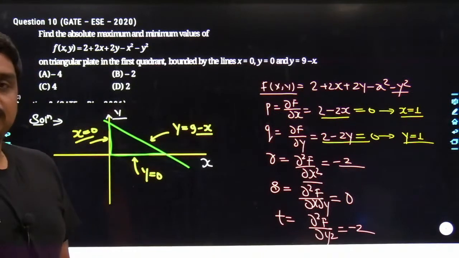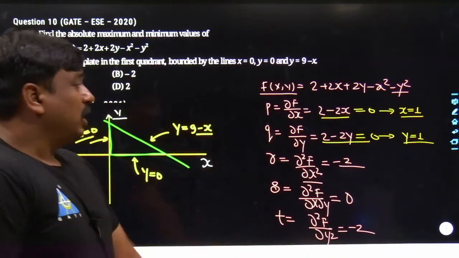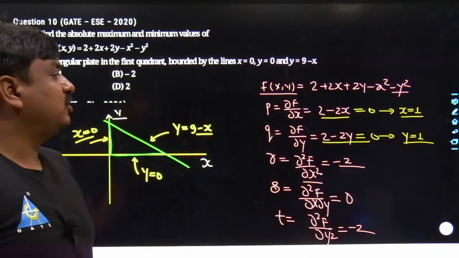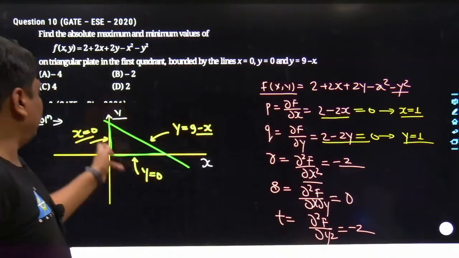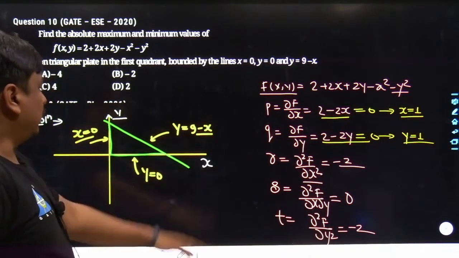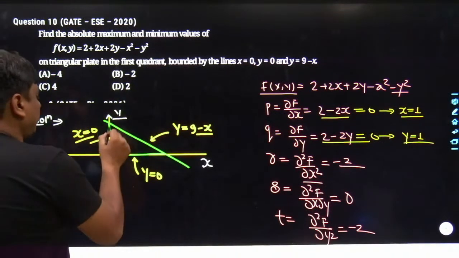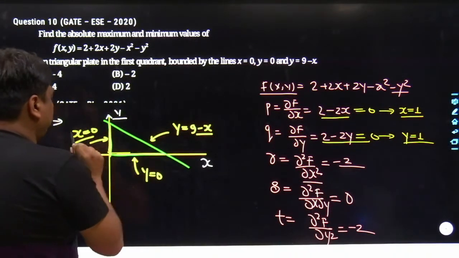Must be clear to all of us. Agreed? Now, I should understand whether x equals 1 and y equals 1 is coming in between this structure or not. Yes, you can see by yourself. My dear friends, x is equals to 1.